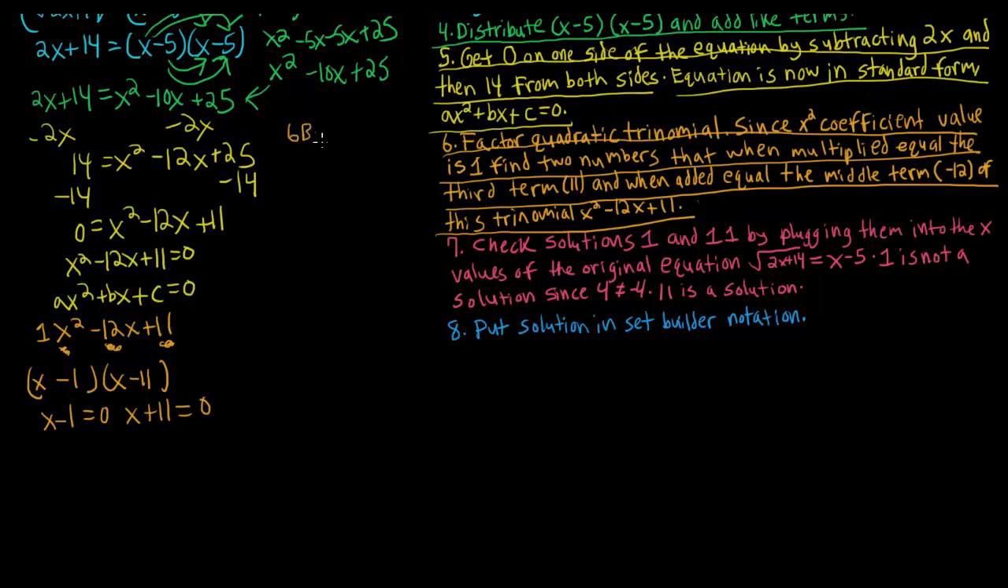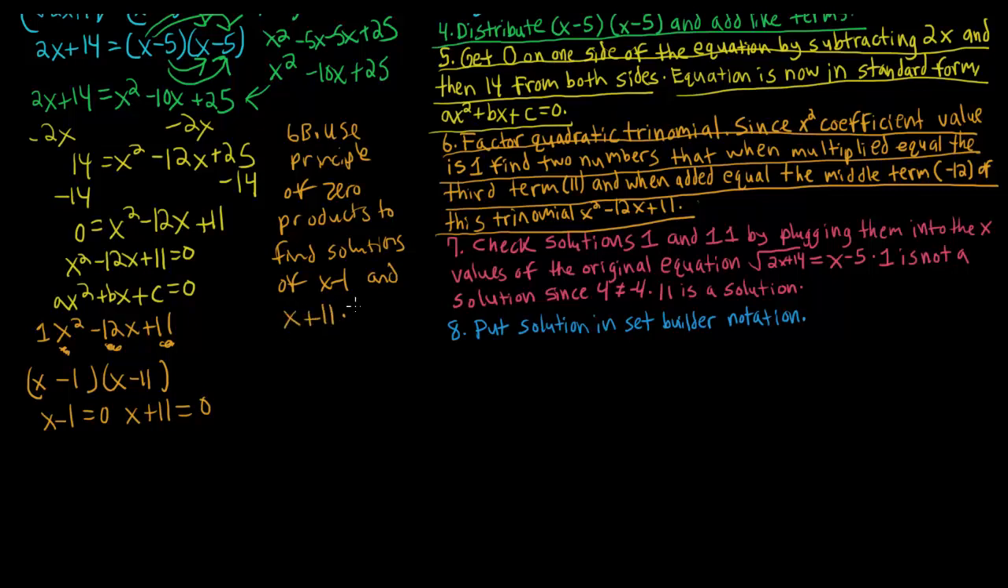We could say use the principle of zero products to find solutions of x minus 1 equals 0, or x minus 11 equals 0. So we're just setting these two equal to 0 and then solving for x. X minus 1, plus 1 on both sides, x equals 1. X minus 11 equals 0. Add 11 to both sides, x equals 11.